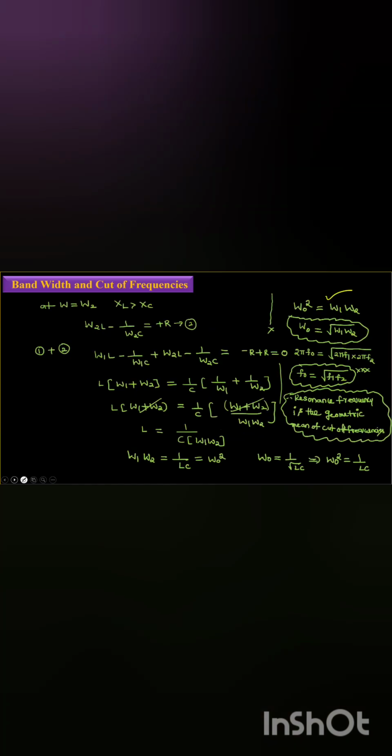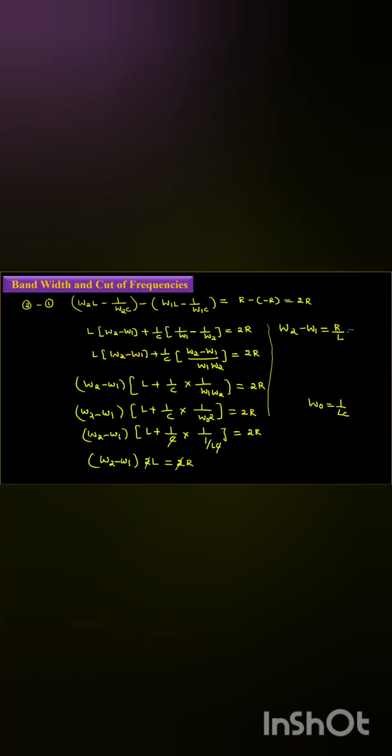What is the difference between the upper cutoff frequency and the lower cutoff frequency? This is called bandwidth. The difference between the upper cutoff frequency and the lower cutoff frequency is the bandwidth. Bandwidth equals omega 2 minus omega 1. This I derived. What did I get for omega 2 minus omega 1? R by L. This is called bandwidth.